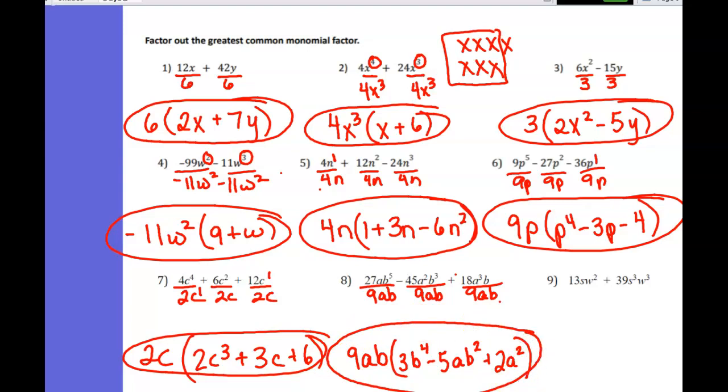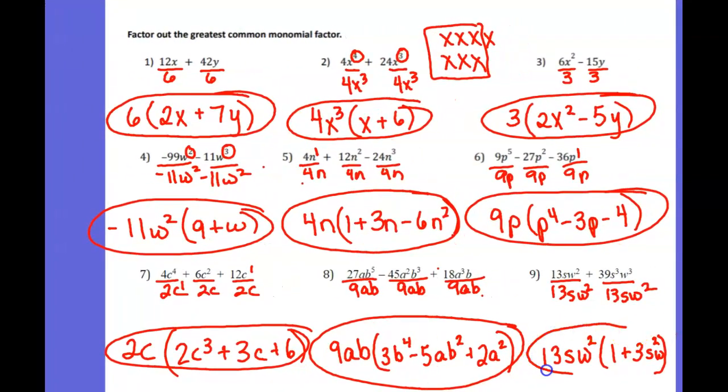Okay. Number 9, we've got 13 and 39. Greatest common factor of those two would be 13. We've got s and s cubed, so the lowest exponent would just be s. And then we've got w squared and w to the third, so the lowest would be squared. So I'm going to take both of these and divide by 13sw squared. Okay, when I do that, I get 1 plus 3. My s is going to be squared, and my w is just going to be a w to the first power. And there's my answer. All right, so that's how we do that.